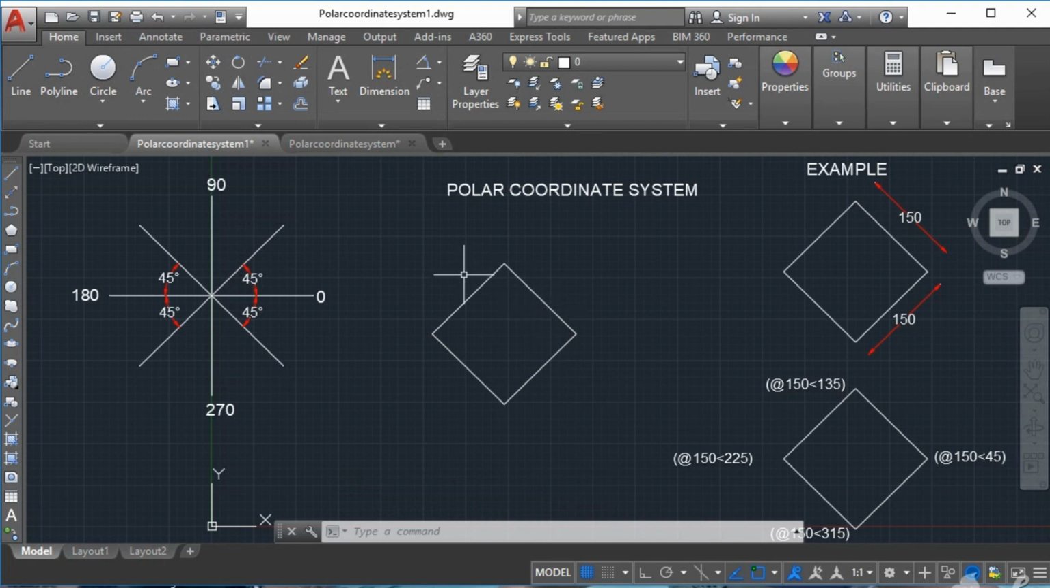Like this we can draw any shapes by using the polar coordinate system.